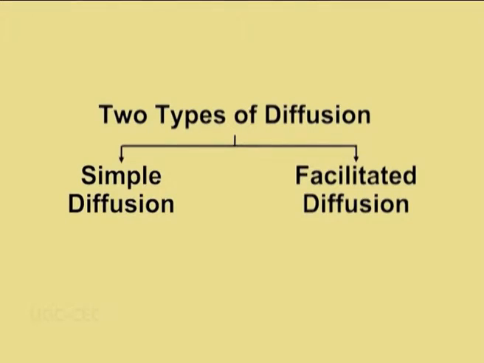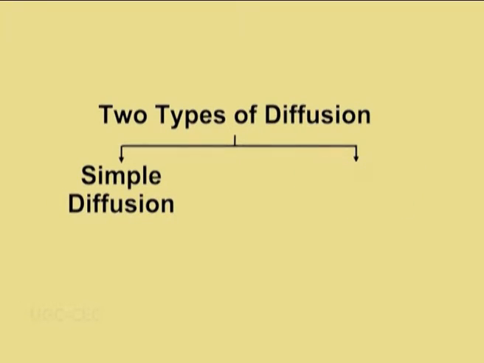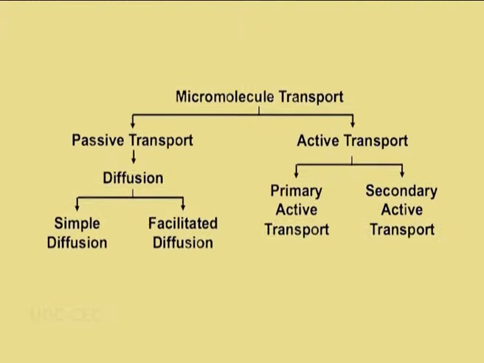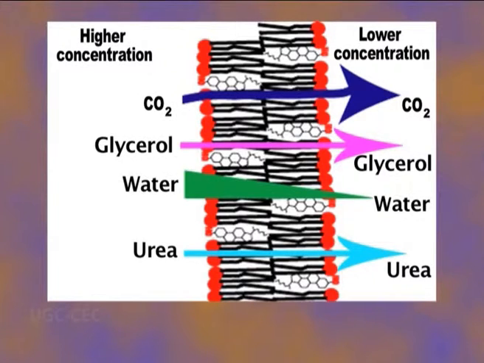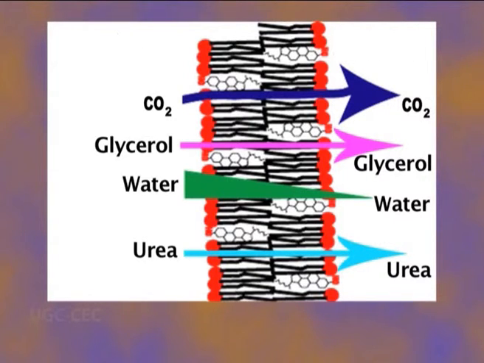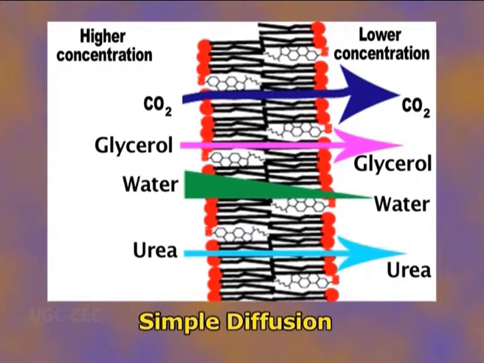There are mainly two types of diffusion: A, simple diffusion, and B, facilitated diffusion. A, simple diffusion. Movement of hydrophobic molecules and some small uncharged polar molecules like urea, water, glycerol and carbon dioxide, that is CO2, across the plasma membrane depends upon their concentration gradient and is known as simple diffusion.